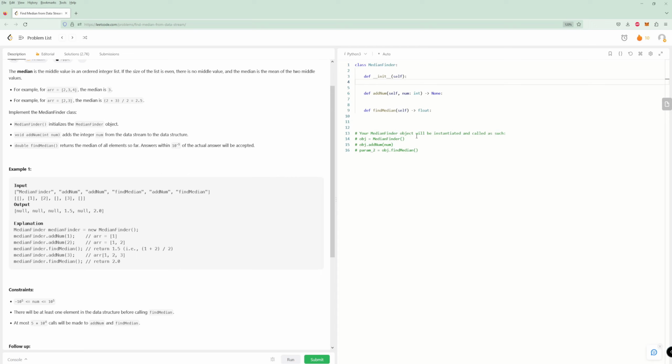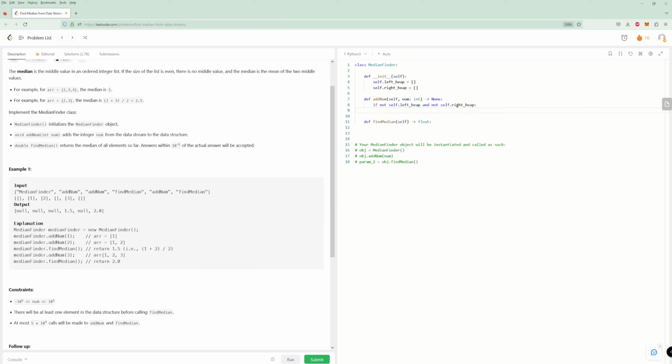Okay, so first we're going to have two heaps, right? So we'll just call this left heap, right heap. And we're going to need two self. Okay, so let's have a base case. And our base case is if they're both none. So if not self dot left heap and not self dot right heap, then we're just going to put into our left. Pretty straightforward. So self dot left heap.